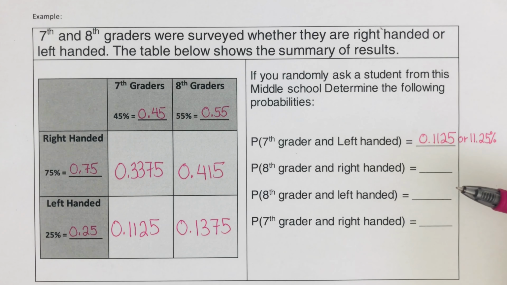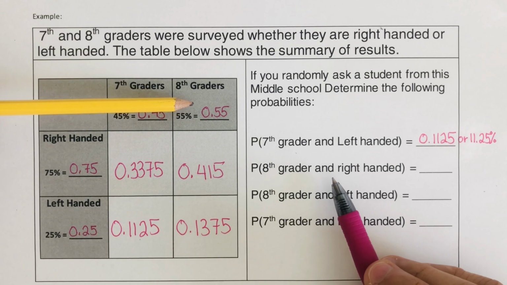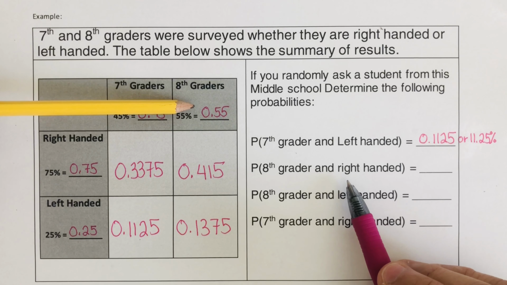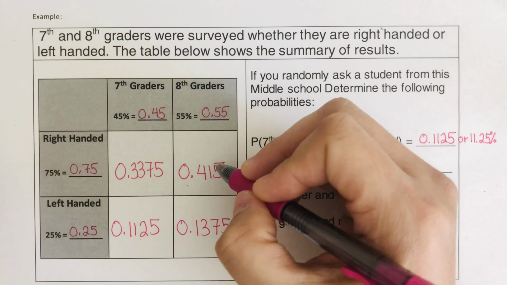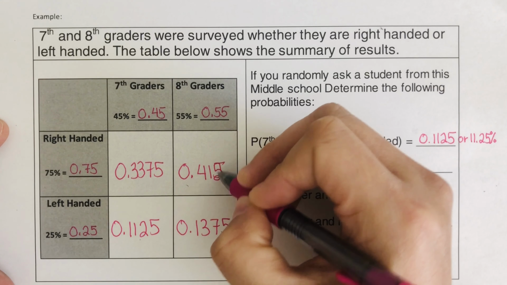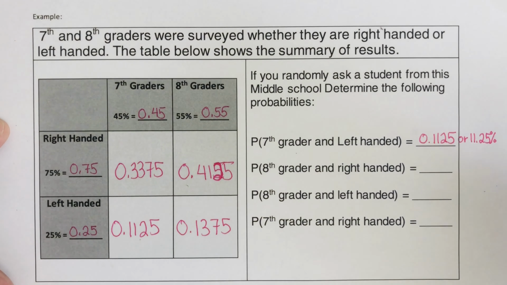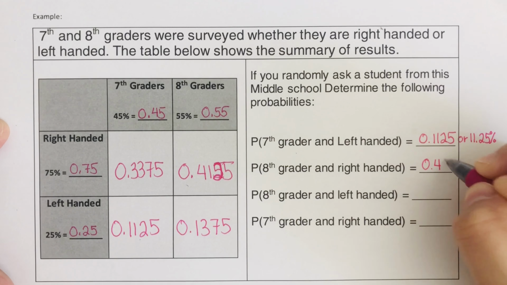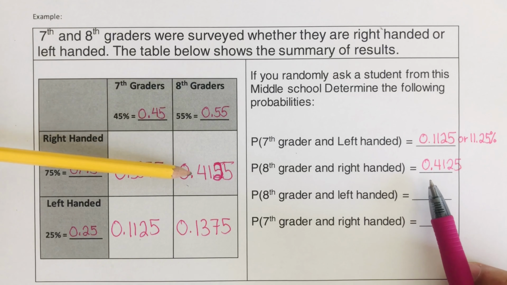At this time, I would encourage you to pause this video and try this problem out on your own. When you're done, unpause it and check your answer. Okay, so in here we have 8th grader and right-handed. So that is 0.41. Oh, this is supposed to be 4125. So that is 4125. So I missed that part over there. So that is 0.4125. That's 8th grader and right-handed.